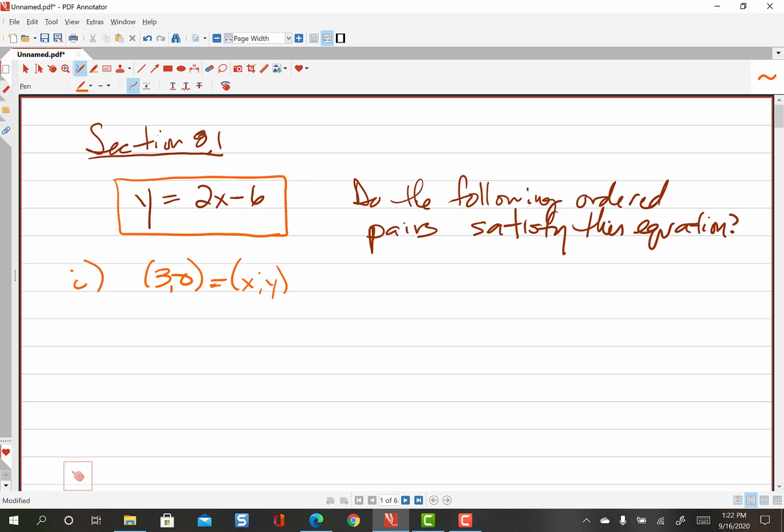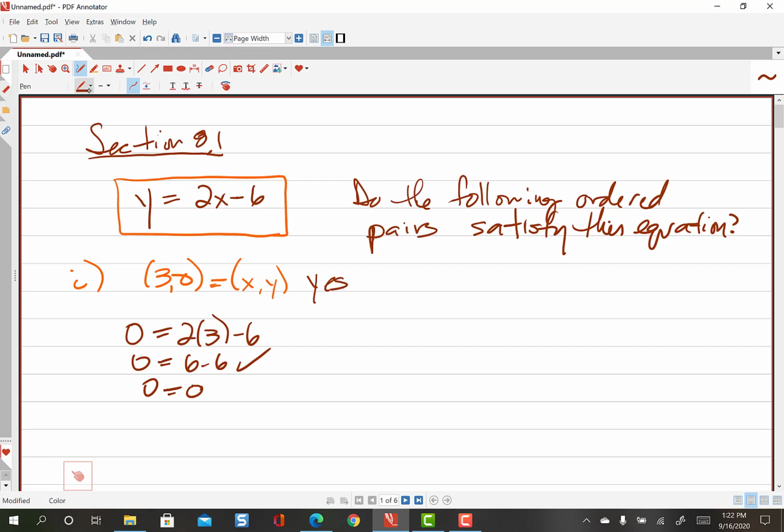So if I let y equal 0, x is 3, so I'd have 2 times 3 minus 6. So 6 minus 6, we get 0 on both sides. So yes, this particular ordered pair does satisfy this equation.